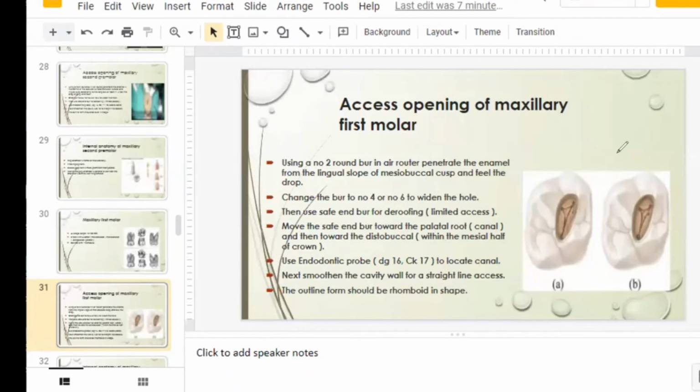Got it? So this is your MB1. This point is MB2. This point again I'm marking, this point is MB2. This is palatal and this is distobuccal. So from here you have started your axis, came to palatal, then went to distobuccal.